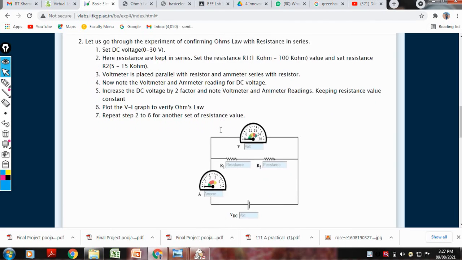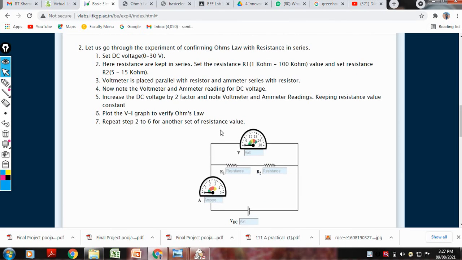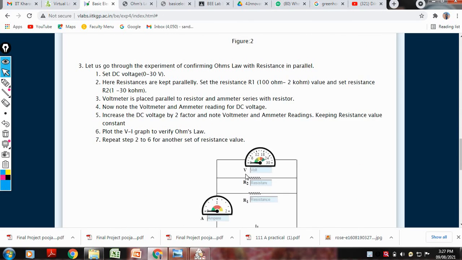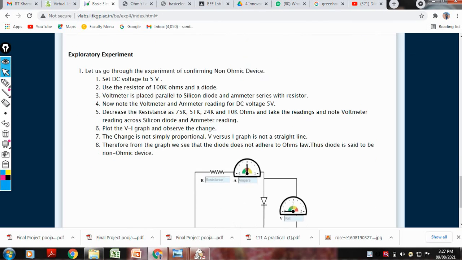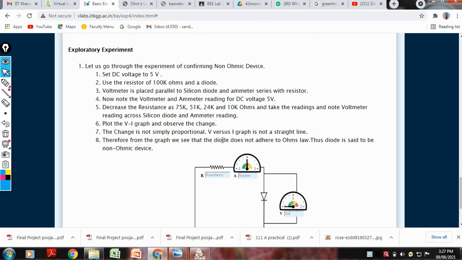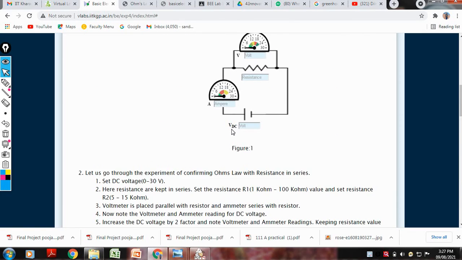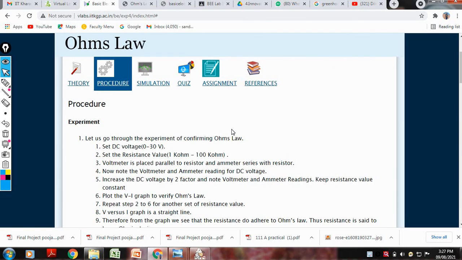Now this is the circuit diagram. The second practical is resistance, which will be connected in series. Here set the DC voltage from 0 to 30 volts. These are the main resistances connected in series, and the main resistances connected in parallel are here. Then there are the non-ohmic devices. These are the procedures, and they are very important in Ohm's law.